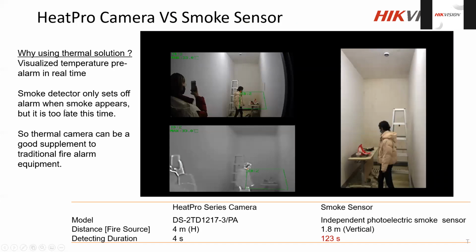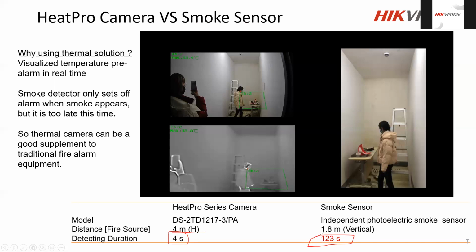In order to test that, we have done a small comparison using a HeatPro camera as well as a smoke sensor. You can see there's a smoke sensor and a HeatPro camera. There's a small video that we can play. Before playing that video, I want to draw your attention to this. The HeatPro series camera that we are using is DS-2TV12173PA. At a distance of 4 meters, we can detect the fire within 4 seconds, but the smoke detector takes more than 2 minutes to detect it.